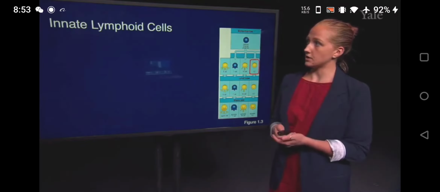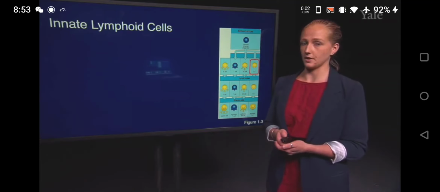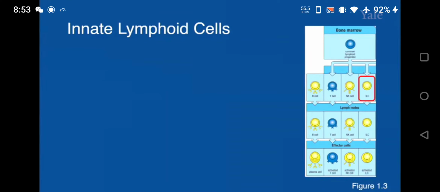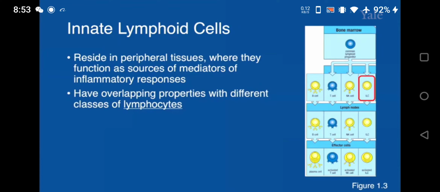In addition, the other cell that is derived from the common lymphoid progenitor cell are the innate lymphoid cells. These ILCs reside in peripheral tissues where they function as sources of mediators of inflammatory responses. And they also have overlapping properties with different classes of lymphocytes. These are a very newly described subset of cells, which are a very active area of current immunology research. And so we won't be going into their functions in too much detail today.